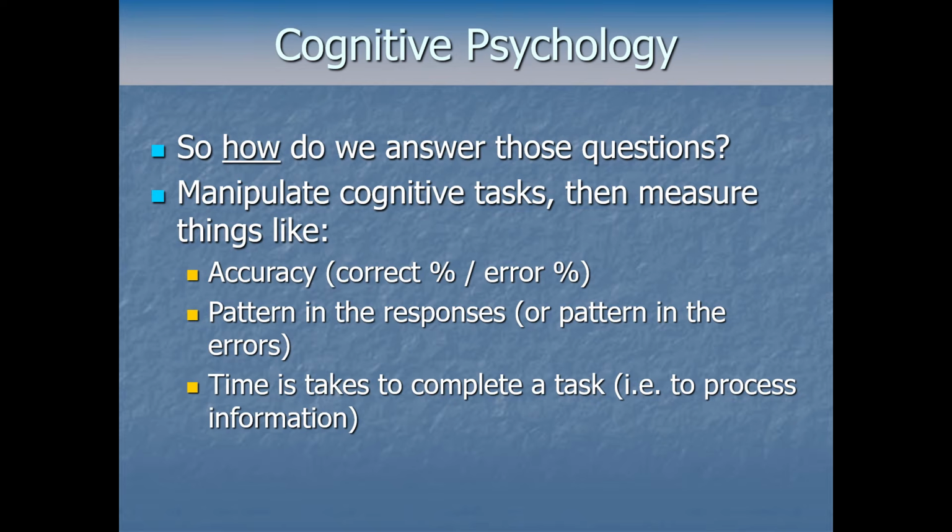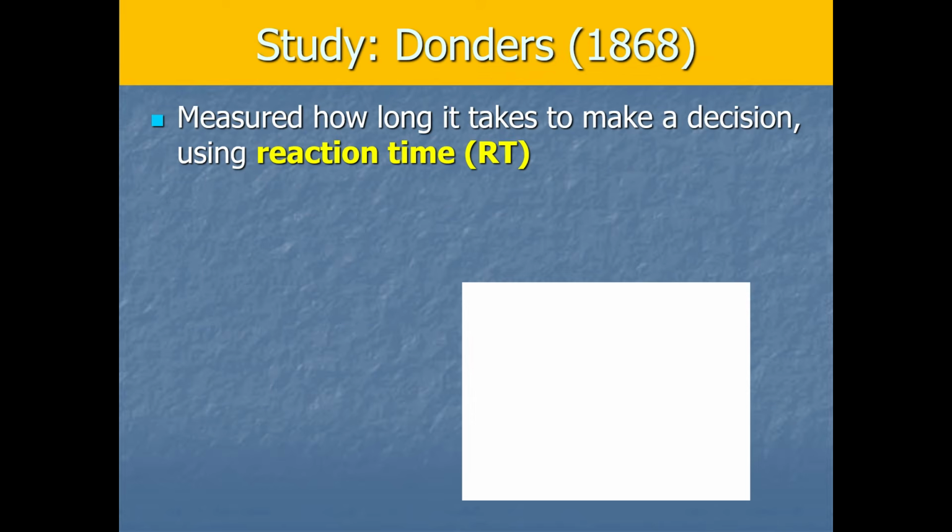And of course, we'll see other examples throughout this course, like measuring blood flow to the brain using an fMRI machine, or measuring electrical activity in the brain using an EEG in order to better understand how we perceive or remember or decide or use language. But let's see an example of a very simple cognitive experiment just to get a feel for how we answer cognitive questions experimentally.